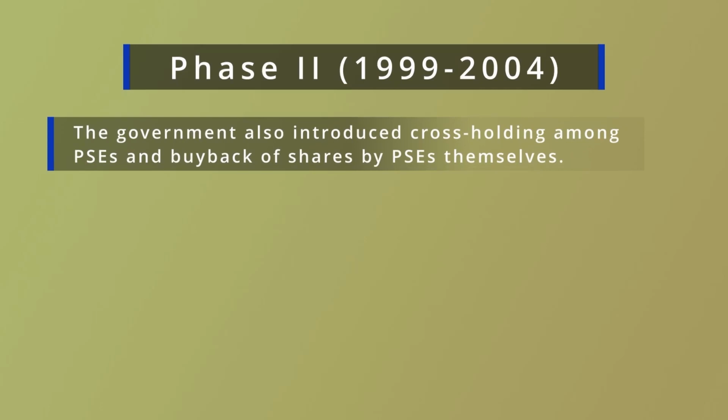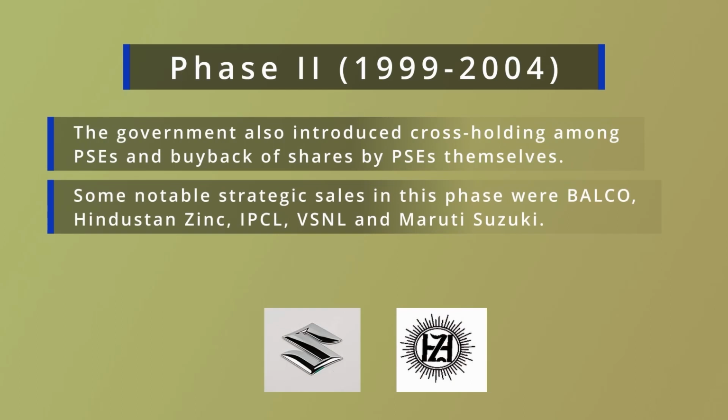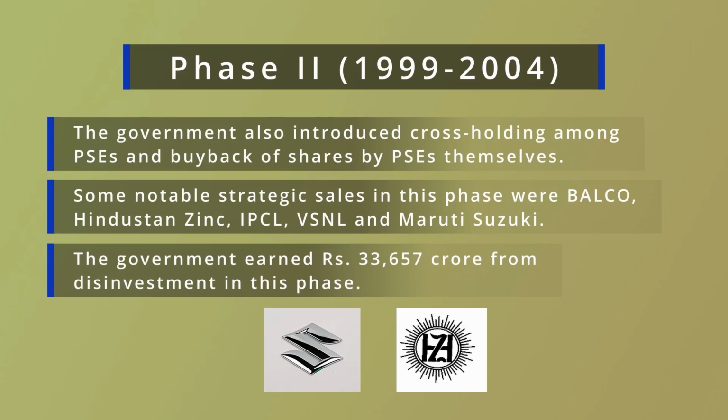The government also set up the Disinvestment Commission during this phase to advise on privatization policy, and the government also introduced cross-holding among the public sector enterprises and buyback of shares by the public sector enterprises themselves. Some notable strategic sales during this second phase were Balco, Hindustan Zinc, IPCL, VSNL and Maruti Suzuki. And during this phase, the government earned rupees 33,657 crore from the disinvestment of the public sector enterprises.